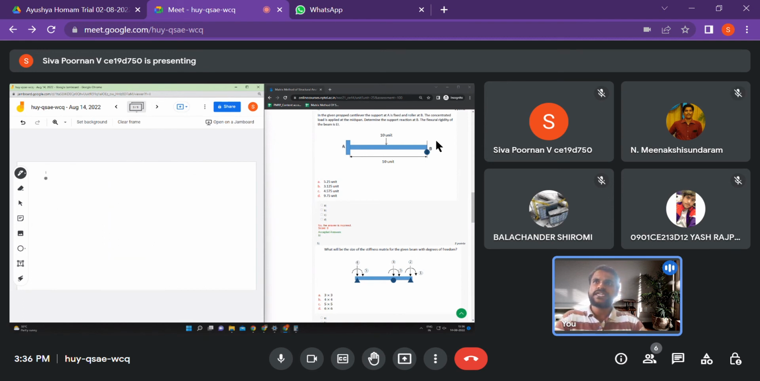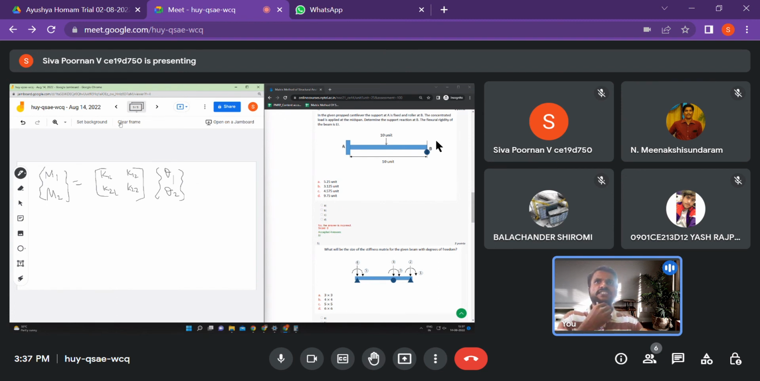So I can write m1 m2 is equal to k11 k12 k21 and k22 times theta 1 theta 2, right? Now how do I find these numbers? How do I find these numbers?